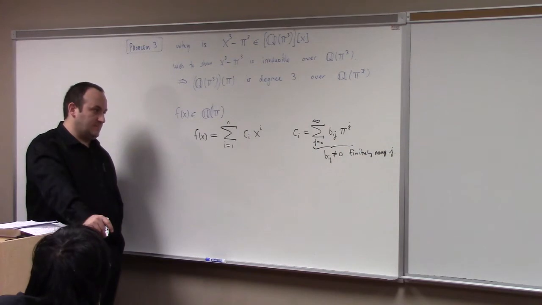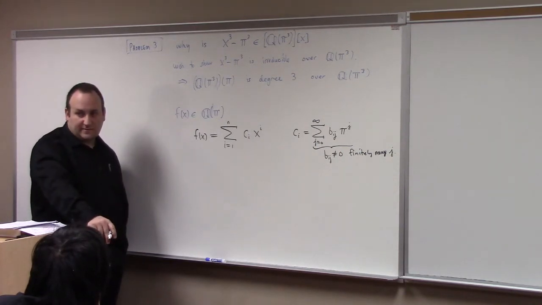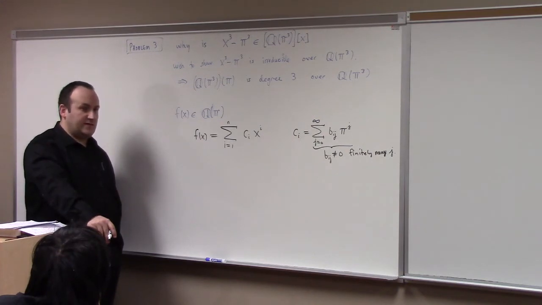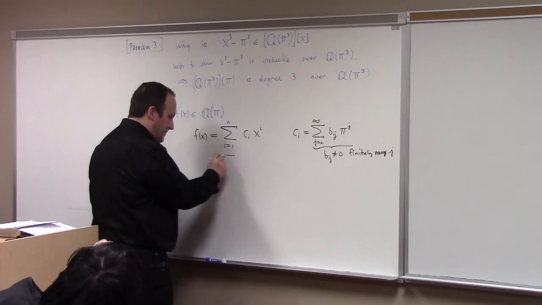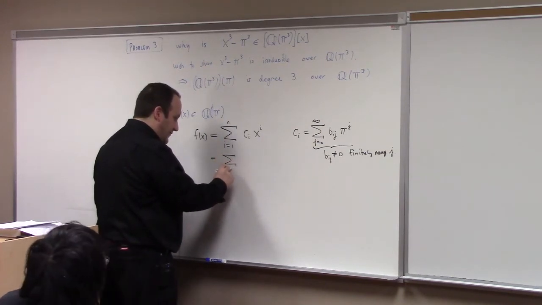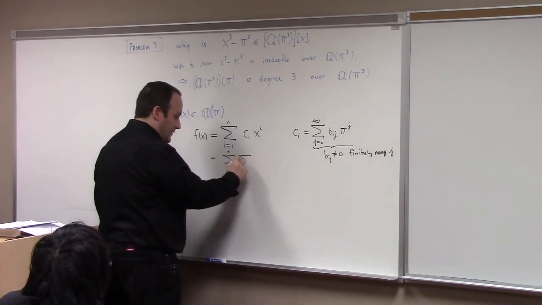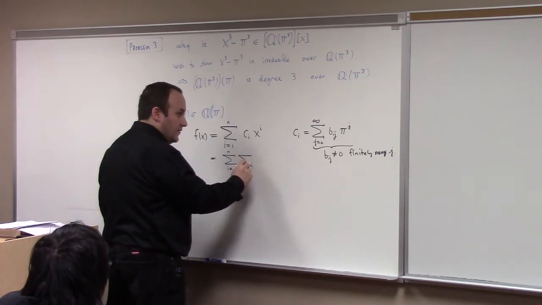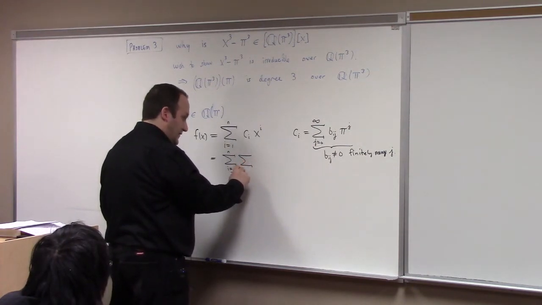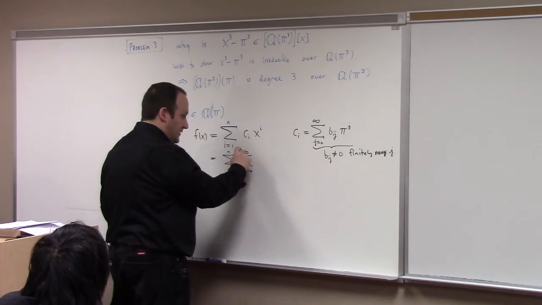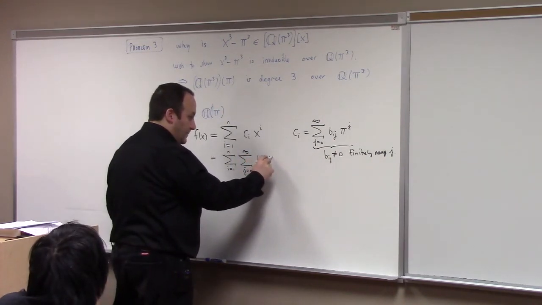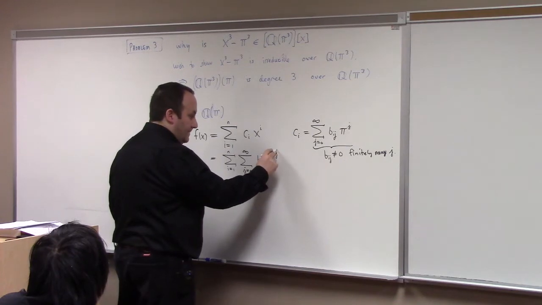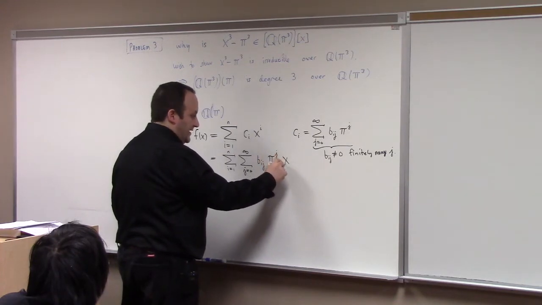Right. So, okay, that looks worse than it is, right? It's actually just a nice notation. But then my point is, this, of course, is the sum over i equals 1 to n, sum over j equals 0 to infinity of b_ij pi^j, right? X to the i.